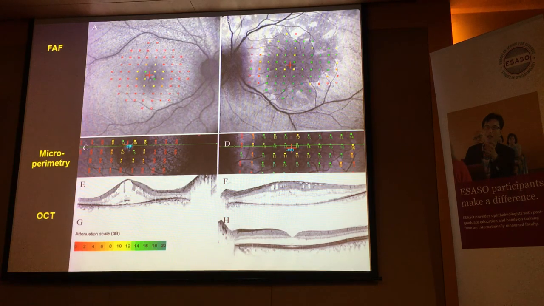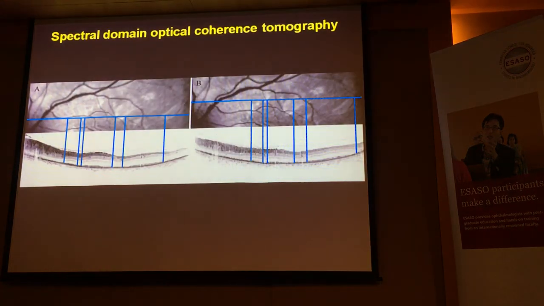And this demonstrates beautifully. And if you then look at very high resolution OCT, where you've got the light area here, you've got reduced outer segment length. When you've got the dark areas, you've got normal outer segment length. We just still don't know what it was.